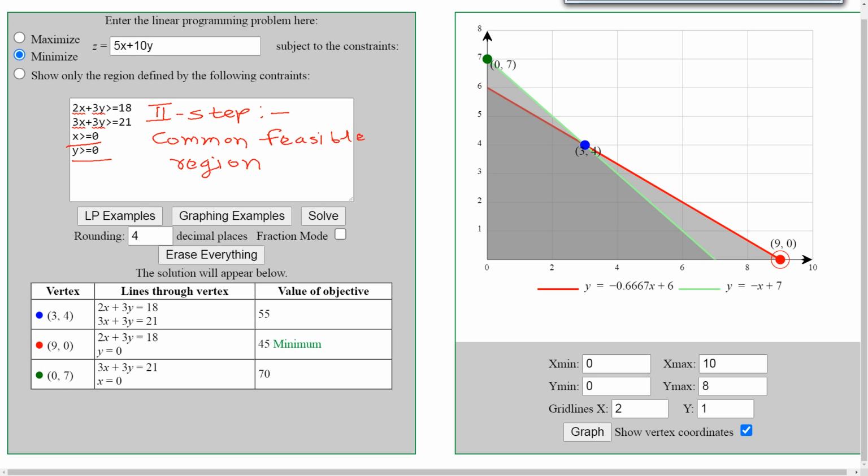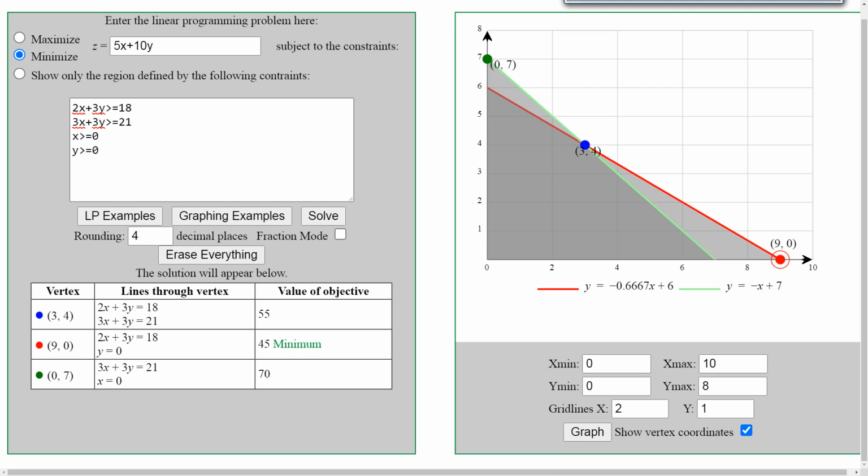Basically, a line divides the plane into two parts, the origin side and the non-origin side. Whenever the origin satisfies the linear constraint, we shade the origin side, and if the linear constraint is not satisfied by the origin, then we shade the non-origin side of the line. So let us determine the common feasible region of these two linear constraints: 2x plus 3y is greater equal to 18 and 3x plus 3y is greater equal to 21.